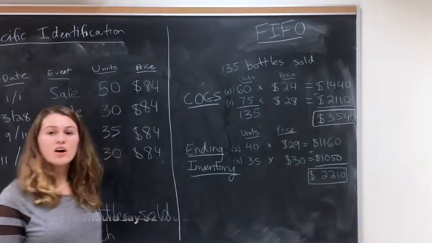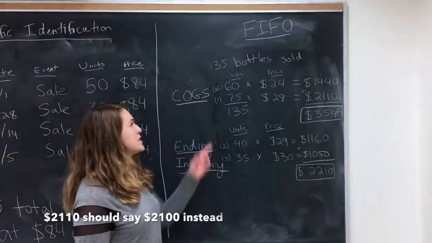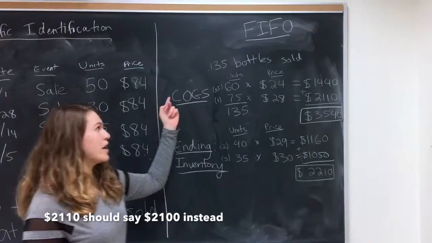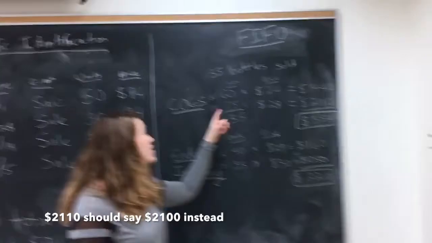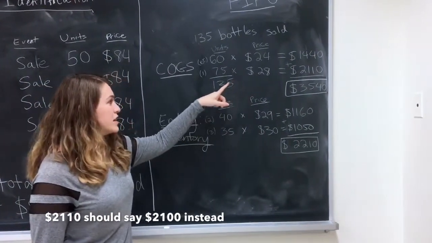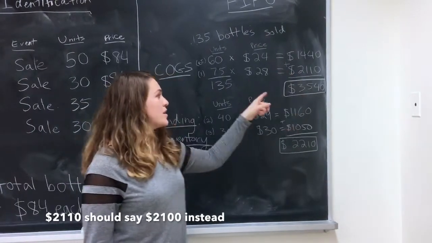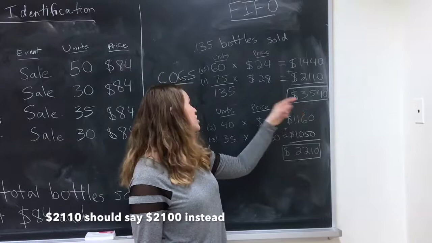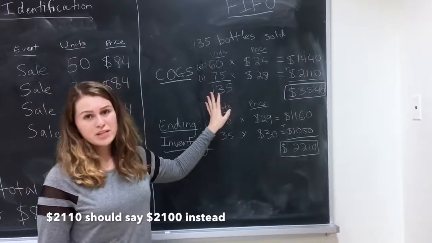So here we have the cost of goods sold and the ending inventory under the FIFO method. So first we take 60 units out of the beginning inventory at $24 each, which equals $1,440. Then we take 75 units from the first purchase at $28 each, and that equals $2,100. And to sum that up, it equals $3,540 under cost of goods sold. So these units sum up to 135, and that's why we can stop there.